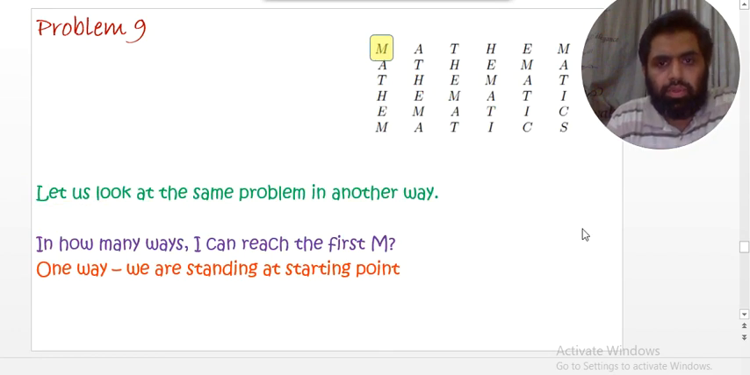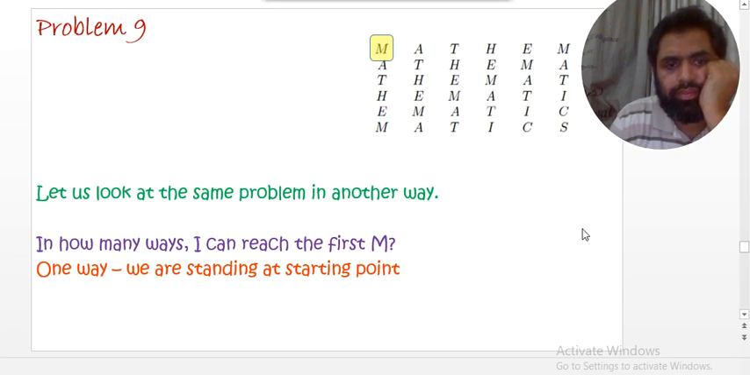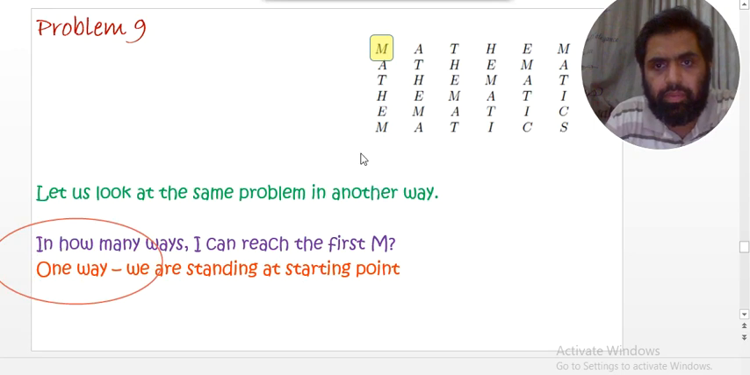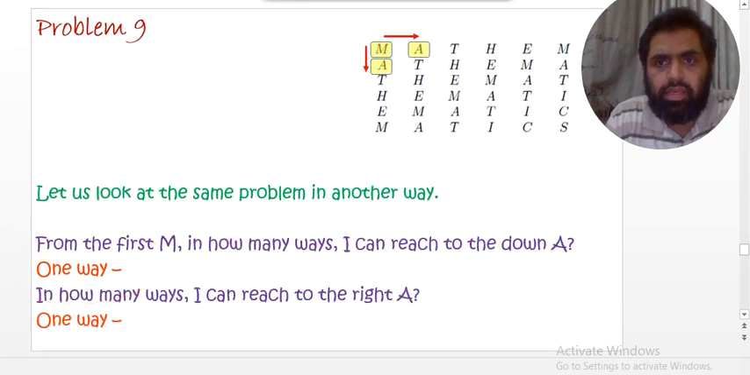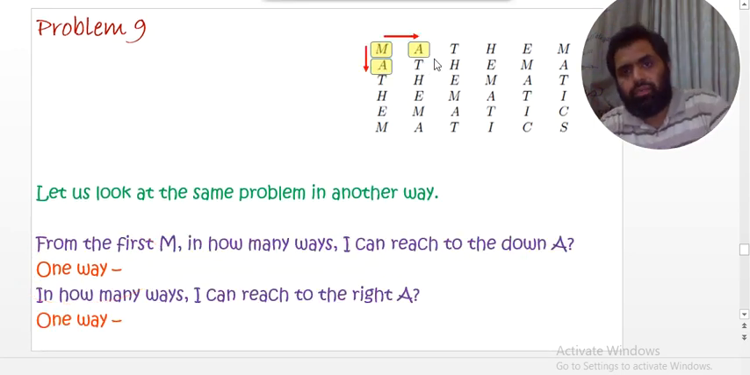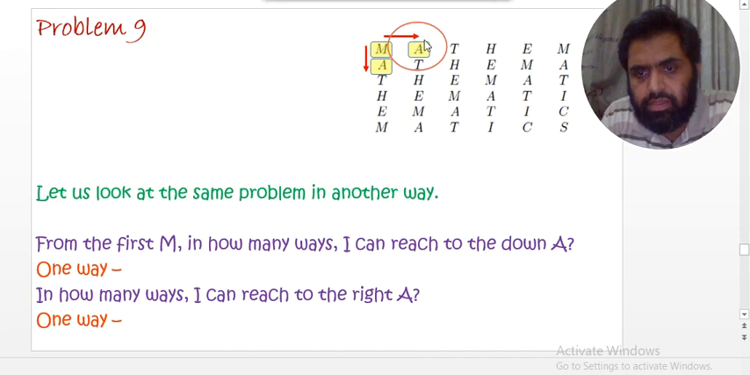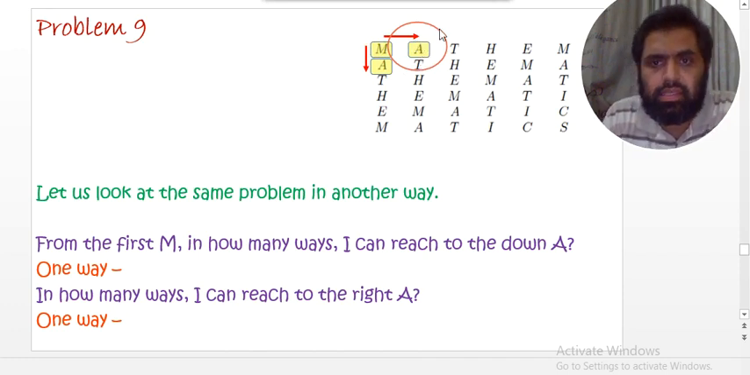Okay, so let's look at the same problem in a different way. So I'm standing at m. In how many ways can I go to m? Of course, I have to start from m, so there is only one way, that we are going to start from m. That's fine. In how many ways can I reach, for example, this a, from m to a? There is only one way, that I move towards the right. There's no other way to reach this a.